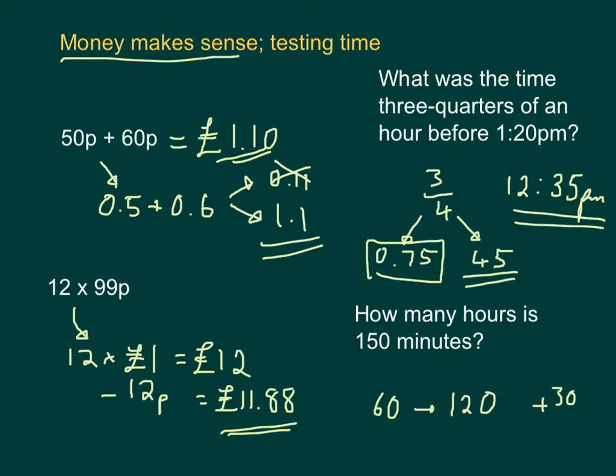Similarly, if I was asked how many hours is 150 minutes, instinctively I could think, well, it's an hour, 1, and 50 minutes. But of course we've got this different counting system. In 60s, 60 would be 1 hour, 120 minutes would be 2 hours, and then I'd have another 30 minutes. So of course it would be 2 hours and 30 minutes. Money makes sense; testing time. Notice my use of a semicolon to show the contrast.